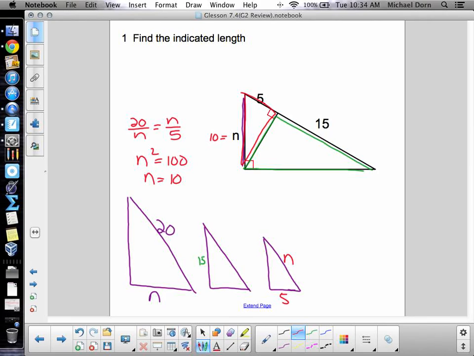The other way to set this up, if you'll recall, would be to use a geometric mean situation, whereby we'd say, okay, here's my common endpoint. N is the square root of 5 times the whole thing, 20. So n is the square root of 100. So n is 10. So that's another way of doing that, if you prefer using the other square root method. Either way.